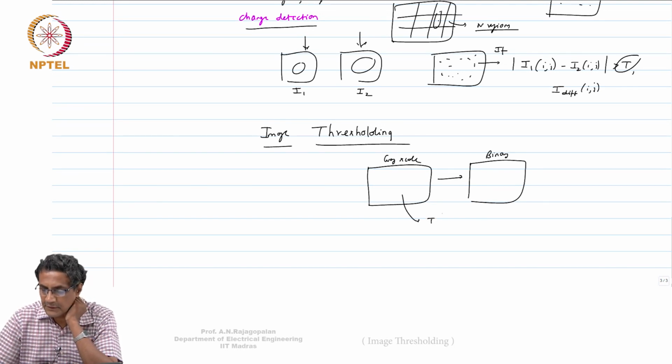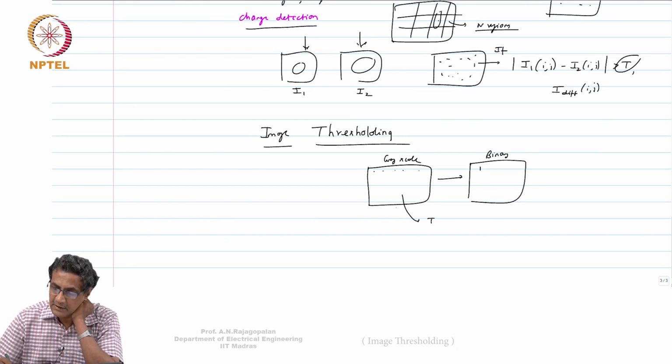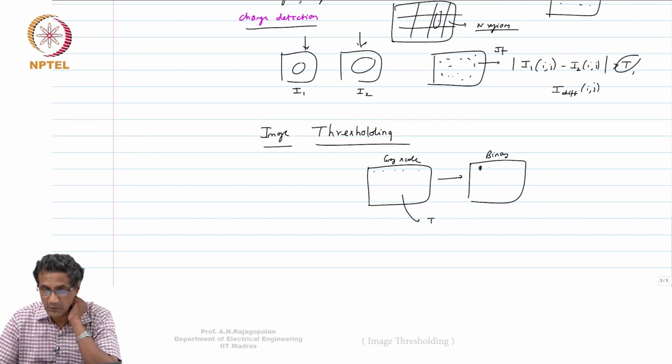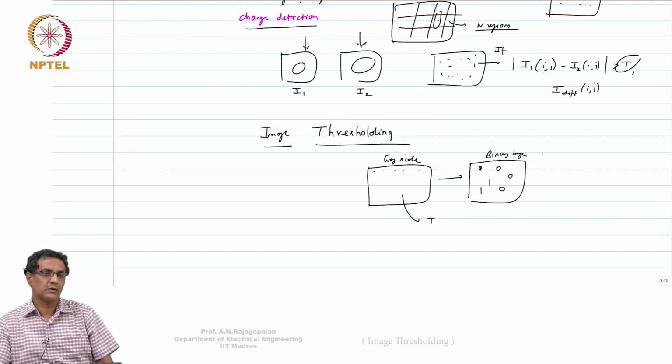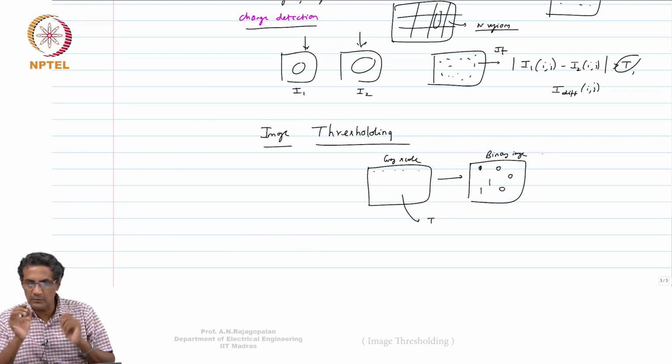Then you ought to be able to examine every little intensity here, and say whether that intensity is greater than t. If it is greater than t, you make it 1. If not, you make it 0. So if it is less than or equal to t, you make it 0. And that way you start entering zeros and ones, and then you get what is called a binary image. And there are of course many instances when you want to convert something that is grayscale into a binary.